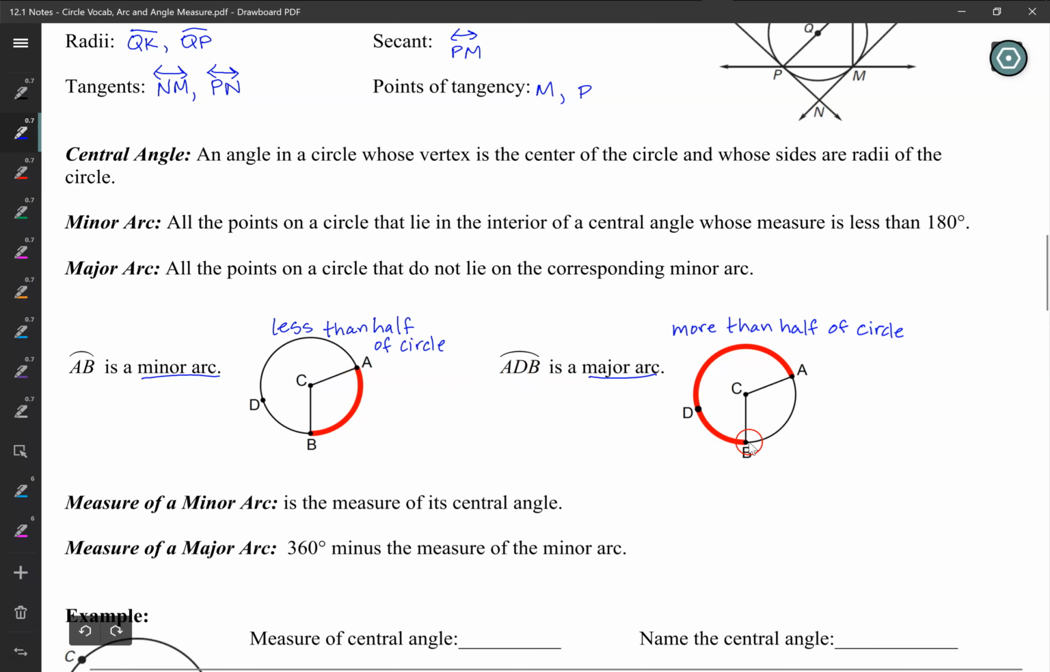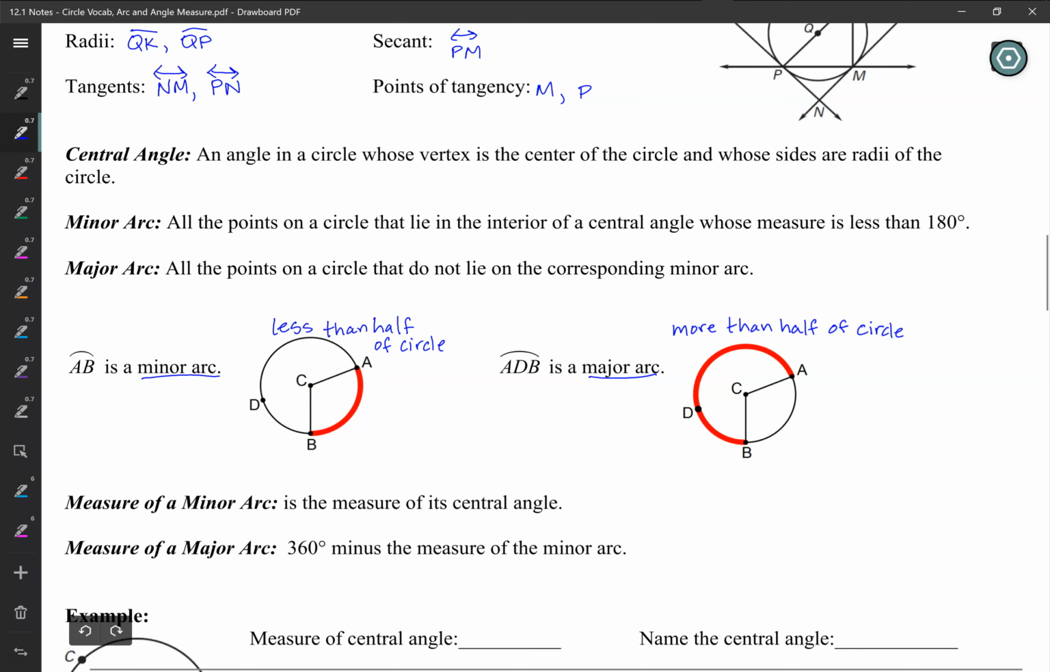Or you could name it arc BDA. So it's an end point, a point you go past, and the point you end up at. They have to be in order, kind of trace the arc as you go. So 2 letters is a minor arc, 3 letters is a major arc. Okay, so the measure of the minor arc is just how big is that central angle.